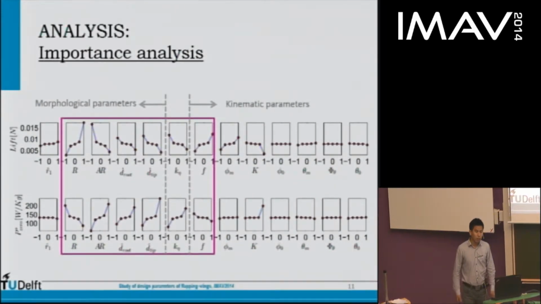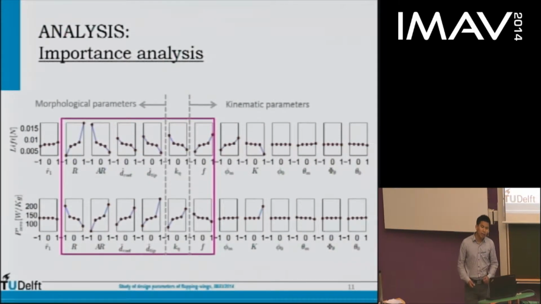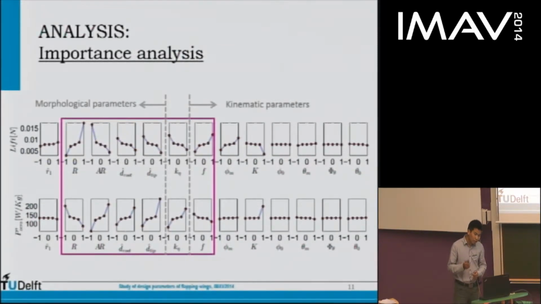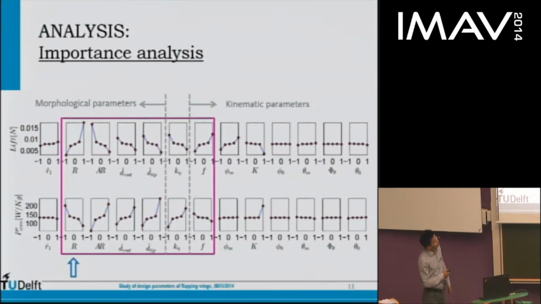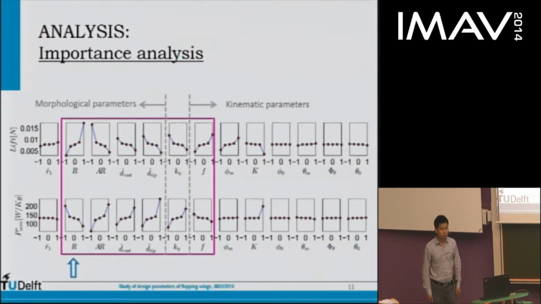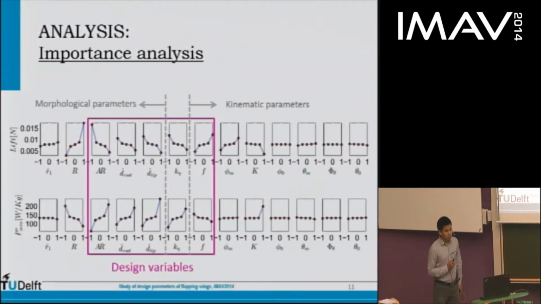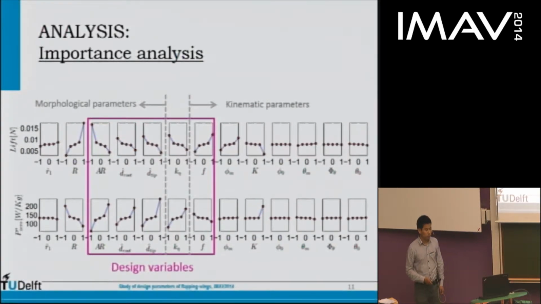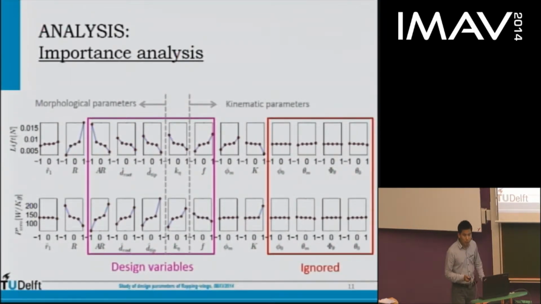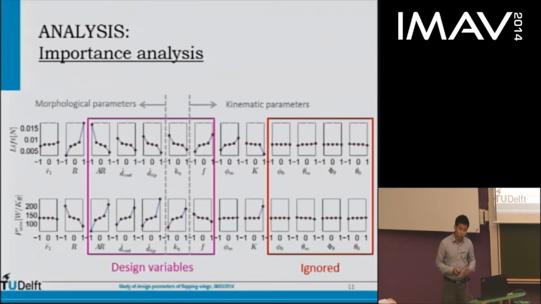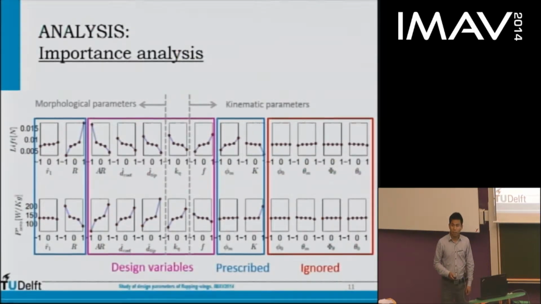Apparently, these 6 parameters show a relatively high influence on both the lift and the power. However, the wingspan is usually proportional to the body length, so it's usually predetermined. So these 5 parameters are selected as design variables. The horizontal position shift of the sweeping motion and the heaving motion, these three parameters, are ignored temporarily in the optimization. The rest four are prescribed in the optimization.